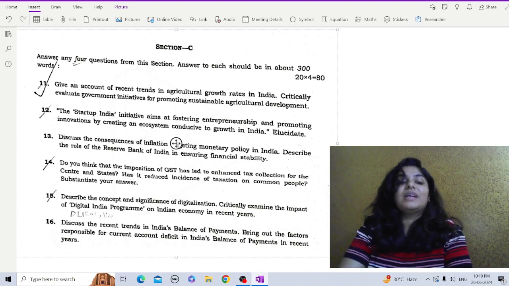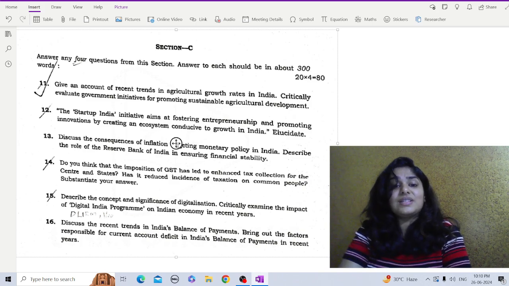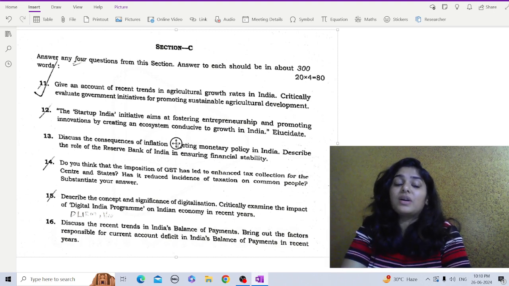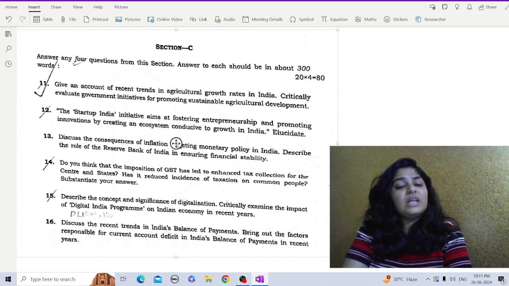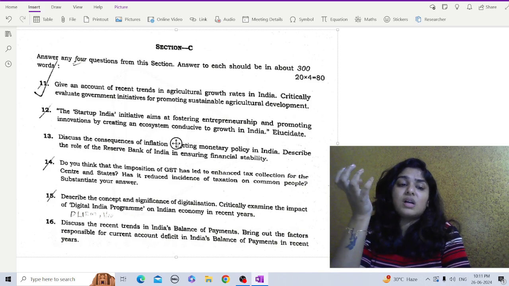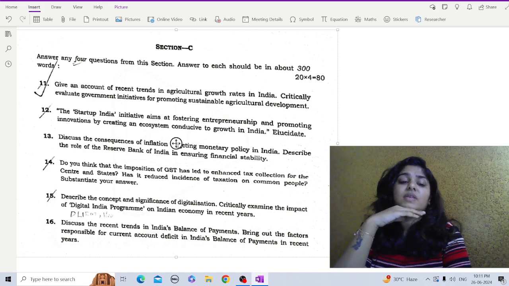Last question is our 16th question. It reads, discuss the recent trends in India's balance of payment, bring out the factors responsible for current account deficit in India's balance of payments in recent years. So first of all, India's balance of payment has been characterized by several noteworthy trends and challenges, particularly concerning the current account deficit. So the current account of India's BOP tracks what? The inflow and outflow of goods, services, income, current transfers with the rest of the world.